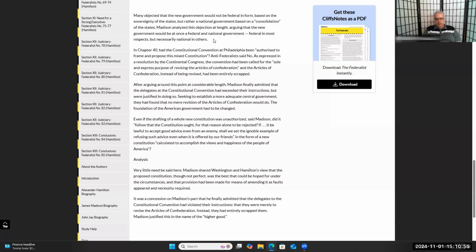Chapter 40: had the Constitutional Convention at Philadelphia been authorized to frame and propose this mixed constitution? Anti-Federalists said no. As expressed in a resolution by the Continental Congress, the convention had been called for the sole and express purpose of revising the Articles of Confederation, and the Articles of Confederation, instead of being revised, had been entirely scrapped. After arguing around this point at considerable length, Madison finally admitted that the delegates at the Constitutional Convention had exceeded their instructions, but were justified in doing so. Seeking to establish a more adequate central government, they had found that no mere revision of the Articles of Confederation would do. The foundation of the American government had to be changed, right?